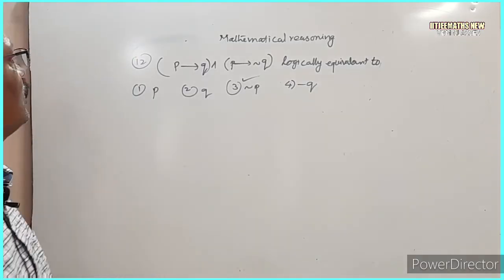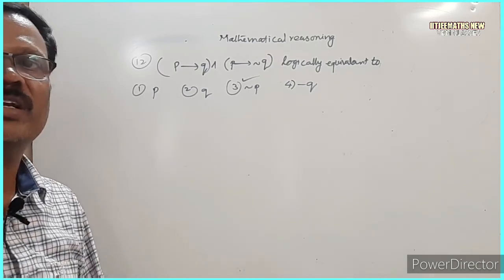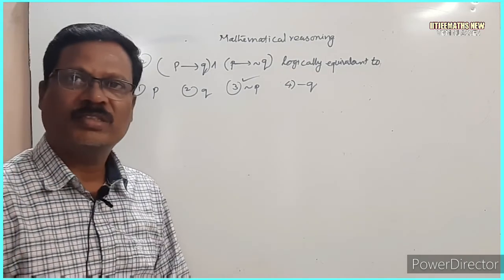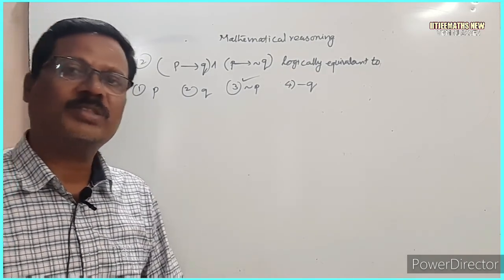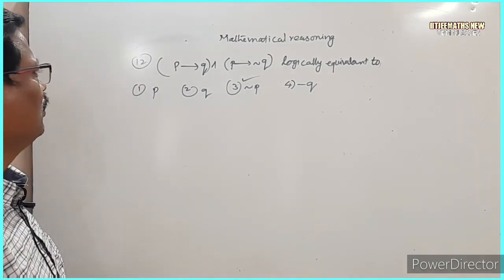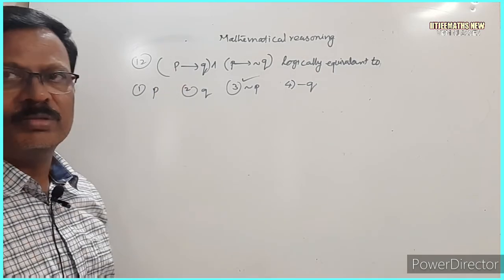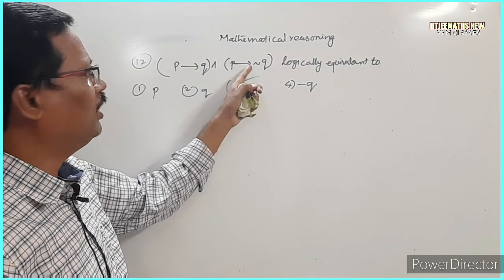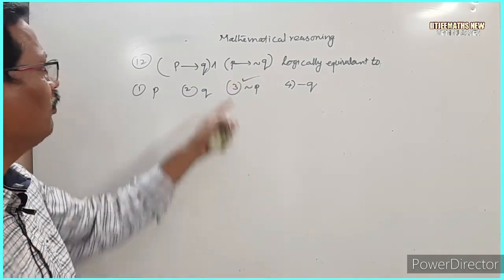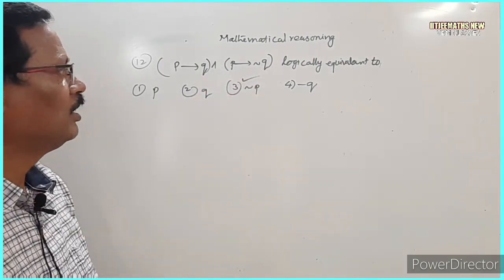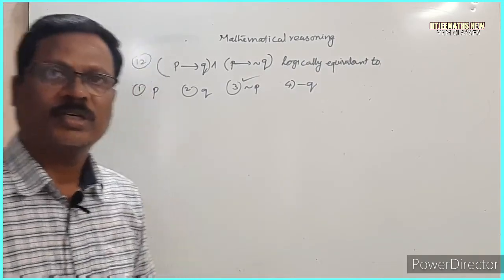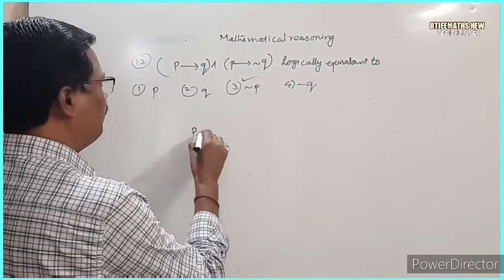Now, see the next question number 12. This is mathematical reasoning. Right, this type of questions are repeated earlier in the previous year question papers. Now, if P then Q, and if P then negation of Q, this is logically equivalent to which of the following options?